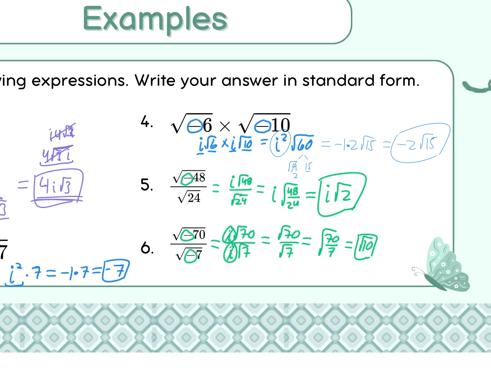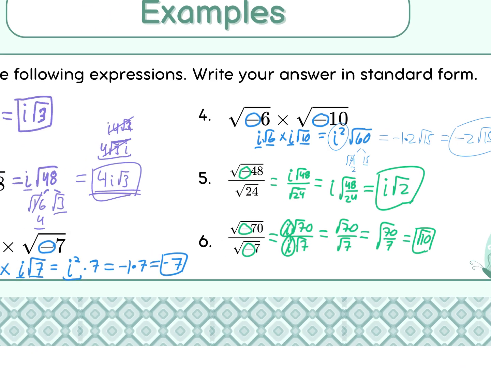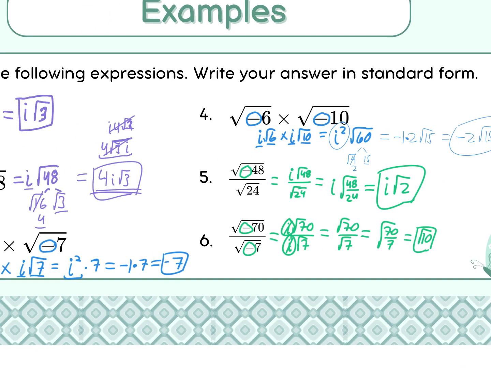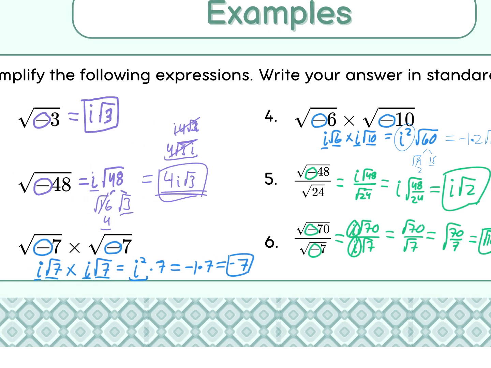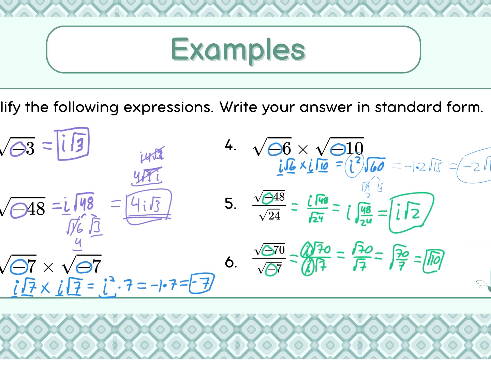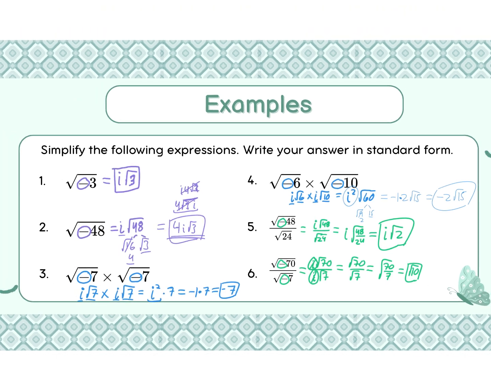So sometimes an i shows up in your final answer, sometimes it doesn't. But we need to fully simplify. So you see that our answers don't look like anything outrageous. It's nothing super crazy. We just need to make sure that we can fully simplify these to get a final answer.